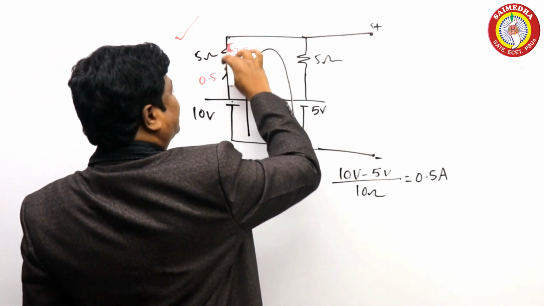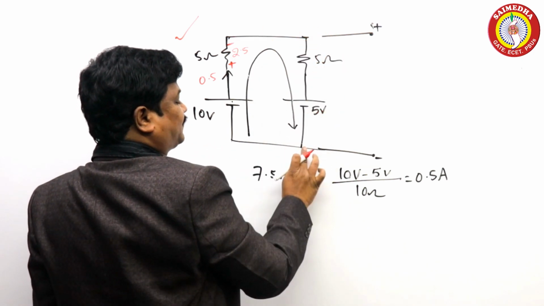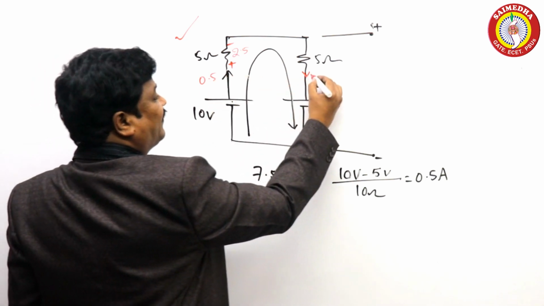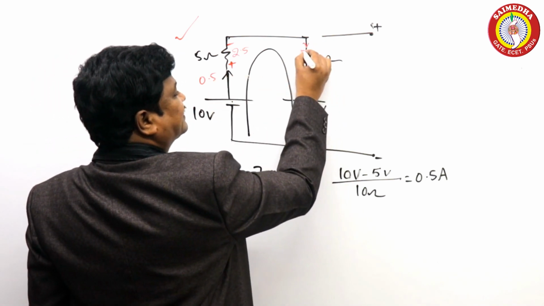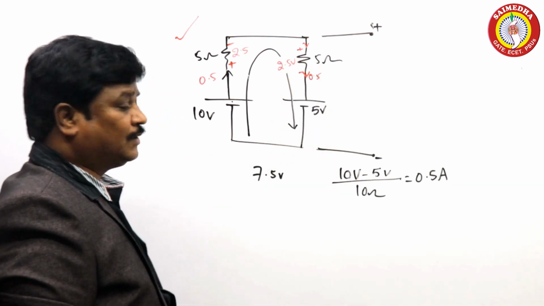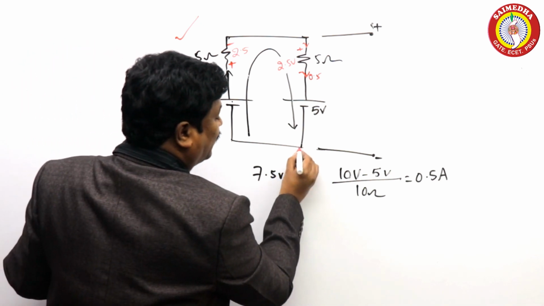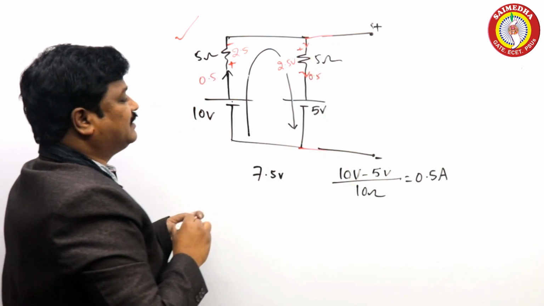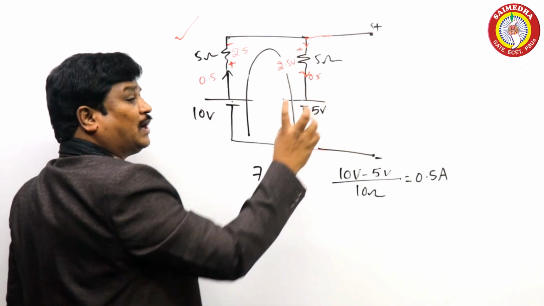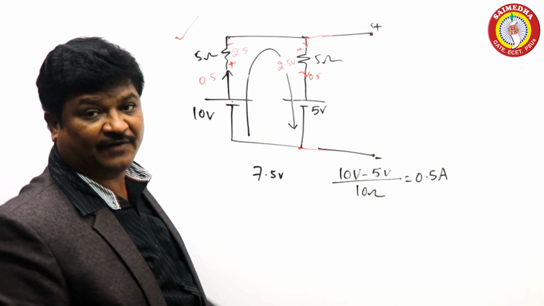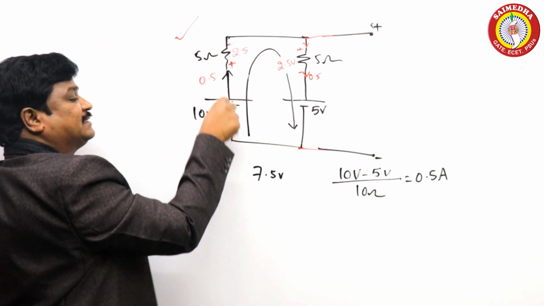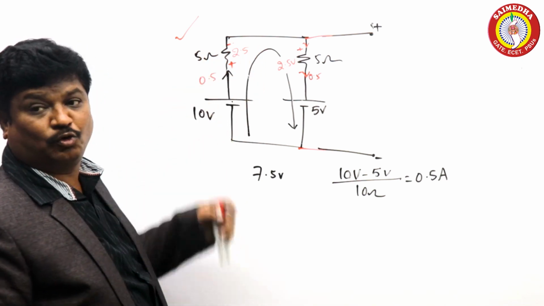Similarly, come to here, the same current is flowing because there is no effect of this one. It looks like a series circuit. 0.5 amperes is coming here, plus and minus. This is also 2.5 volts. Now we want to take the voltage across this one. Check the polarity. Minus to plus, minus to plus: these two are aiding. 5 volts plus 2.5. And here, minus to plus, plus to minus, they are in opposite: 10 minus 2.5.